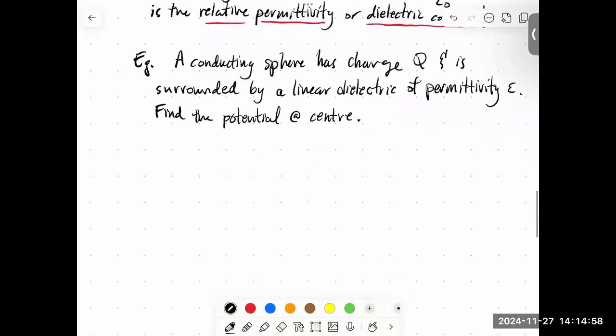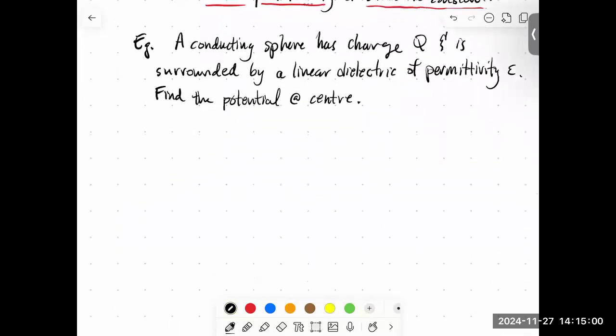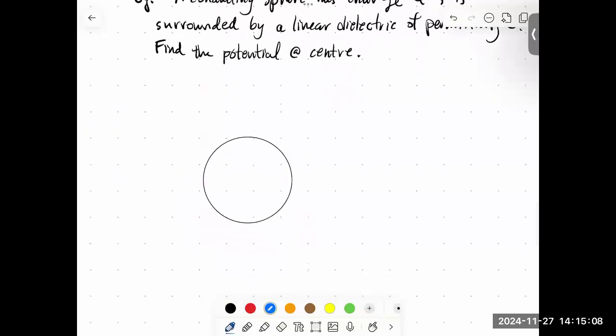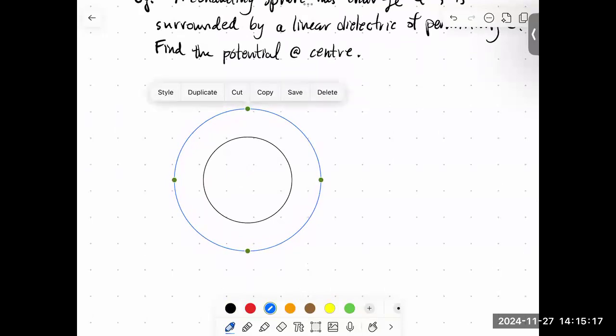Okay, so let's draw it. I learned a new trick in Notability. We'll see if it works. Here we go, circle. Sweet. So then we're going to surround that with another one, and I think I can get it to center.